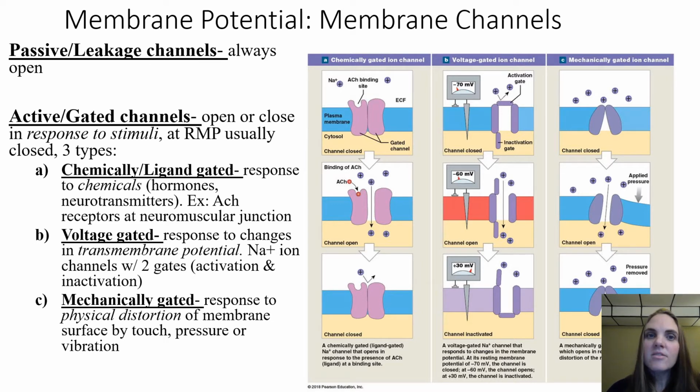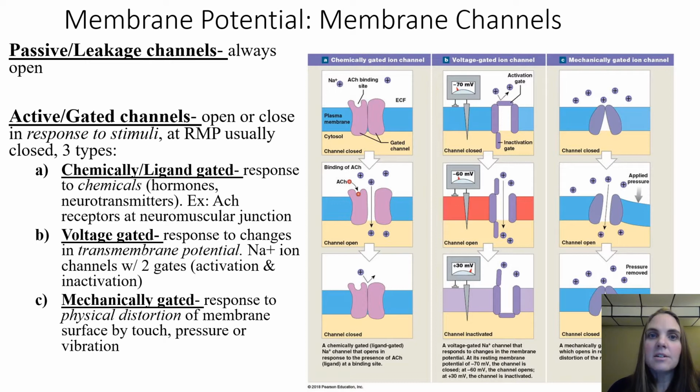So the passive or leak channels that we have for sodium and potassium that we discussed in previous slides are important in establishing that normal resting membrane potential. Those channels are always open, but their permeability is going to vary in response to local conditions. But we also have active or gated channels, which are going to open and close in response to stimuli, and these are usually closed at resting membrane potential. And we have 3 different classes of gated channels: chemically or ligand gated, voltage gated, and mechanically gated.